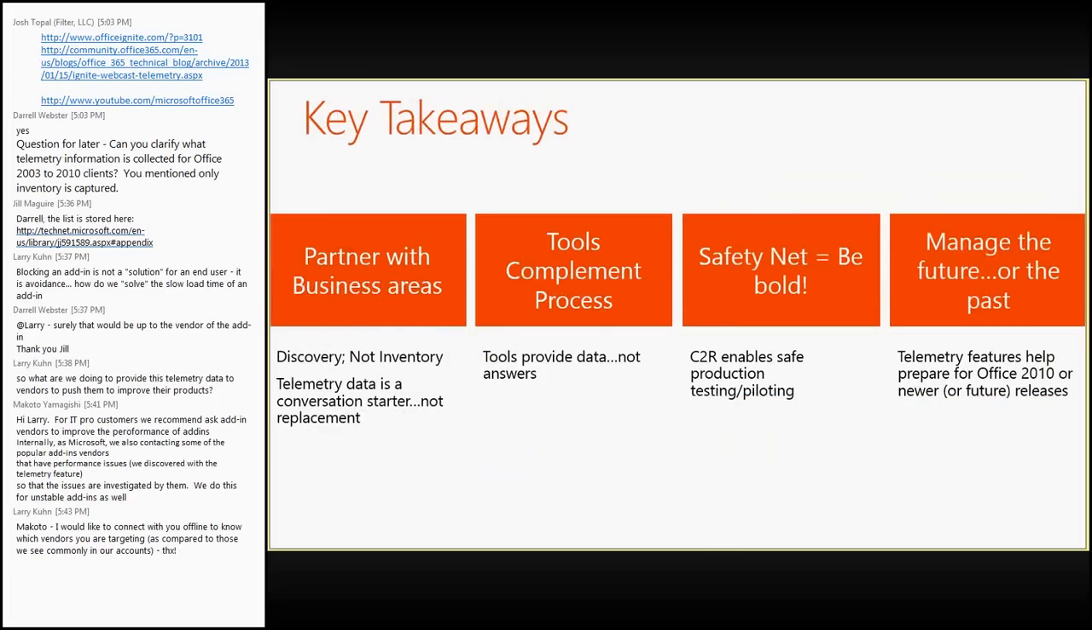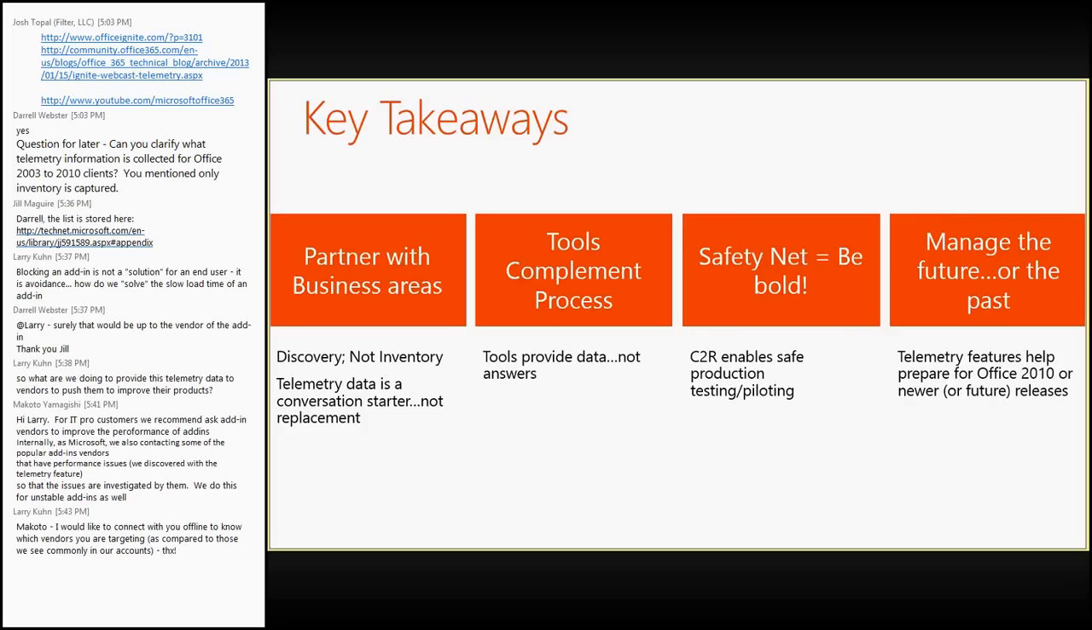So the key takeaways: partner with your business areas. Think about discovery, not inventory. This is a conversation starter with your organization or whoever you might be working with to think about what's important. The tools are providing data, but we don't give you the answer. We're not saying you need to test these files. You still need to have this conversation with the organization about, this is the data, now help us think about what's important, what are issues that we should be testing against, and so forth. But we're giving you that data and shortening that process now.